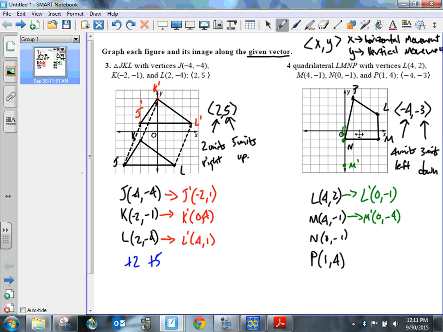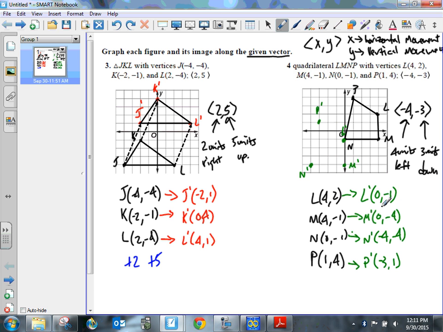Now if I do that for point N, 1, 2, 3, 4 over, 1, 2, 3. Here's N prime. And N prime now has the value of negative 4, negative 4. If we do the same thing for P, I'm going to go to the left 1, 2, 3, 4, and then down 3, 1, 2, 3, and plot a point P there. All right, and that's P prime. And so that value, P prime, now is negative 3, 1.